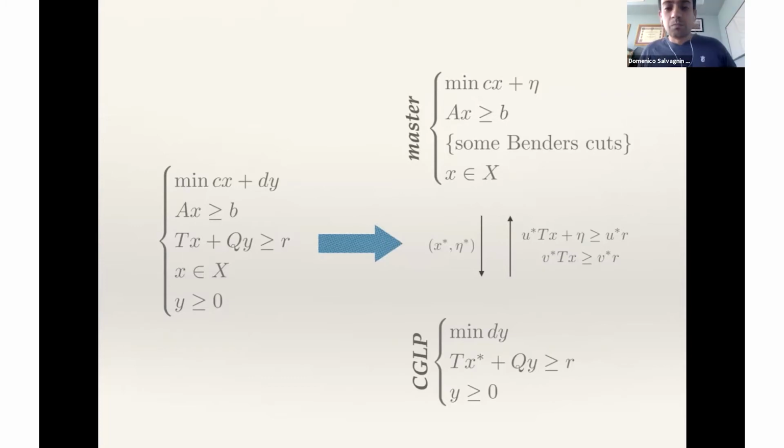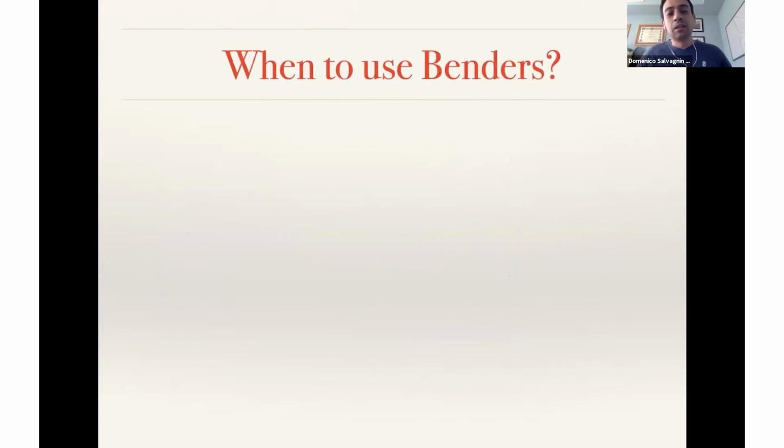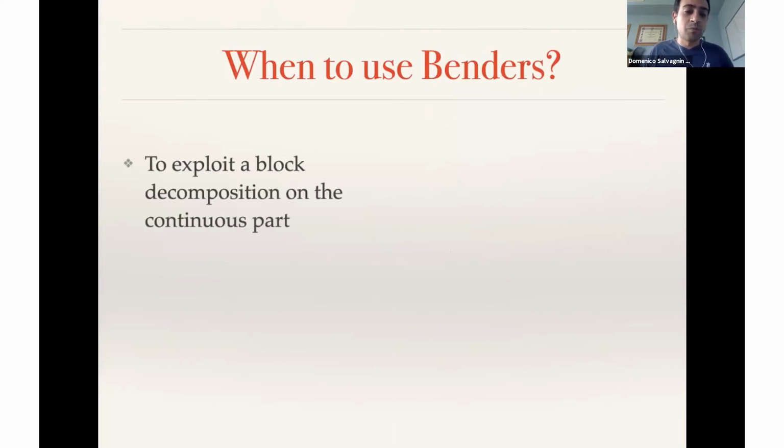Okay, so this is very quickly the main idea behind Benders decomposition. And when do you want to use Benders? Well, again, when the problem simplifies significantly once you fix a set of variables, and there are at least two common scenarios that pop up in applications. The first one is when you have some form of block decomposition in the subproblem. Once you fix the x variables, what is left decomposes into independent blocks that can be solved independently. This happens, for example, frequently in stochastic optimization applications. But this is not the only case.